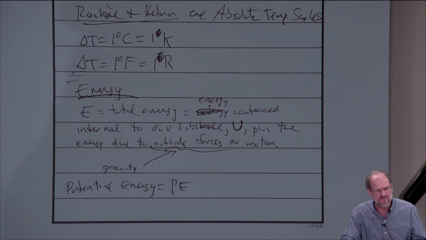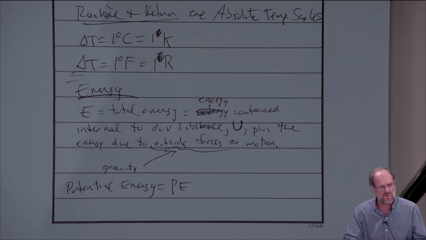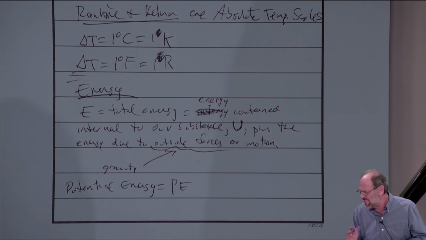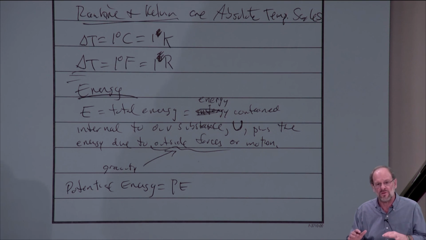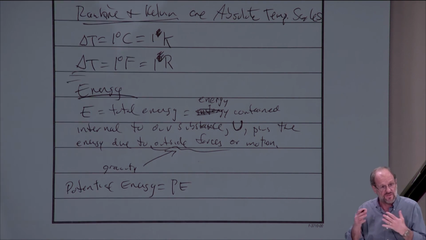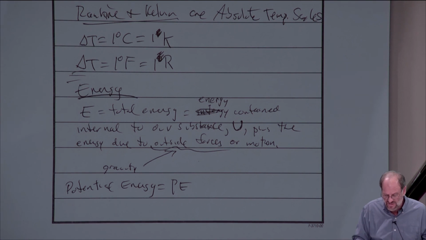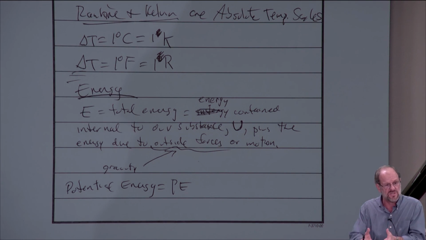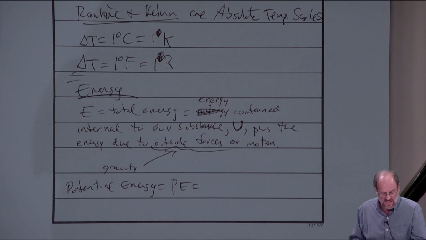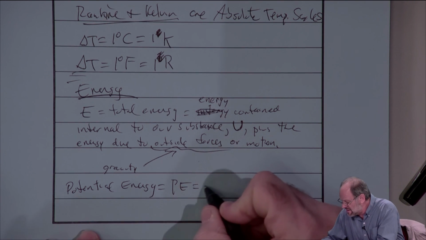Now, if this were your dynamics class, some of you have had dynamics already, they would make a distinction between gravitational potential energy and elastic potential energy due to a spring. We're not going to worry about that. I'm just going to say there's only one potential energy that we're going to utilize in this class, and that's just the gravitational potential energy. It's a potential energy based on the substance's position in the gravitational field. So this is just going to be mg times the height z.